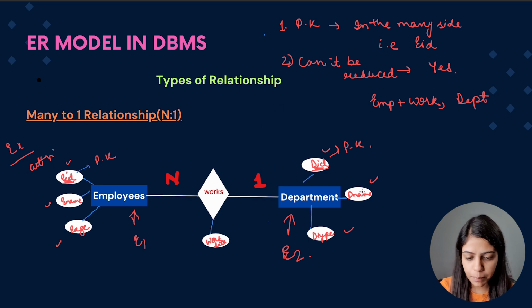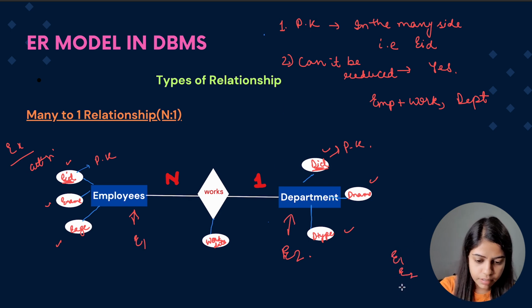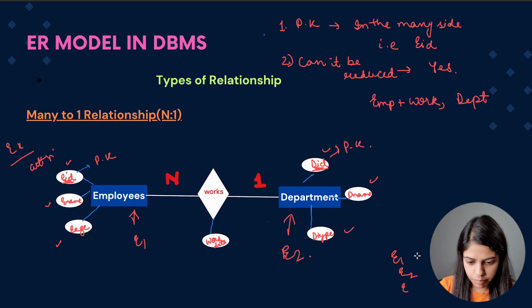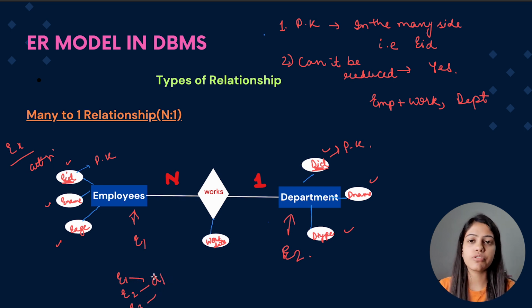Now according to this, many employees, just let me draw it here, many employees can belong to the same department. So whenever you are working in a company, there is a department such as development department, there is an HR department, there are some other departments. So many employees can work in the development department, many employees can work in the QA department, many employees can work in HR department. So many employees, that is N, can work in a single department, that is 1.